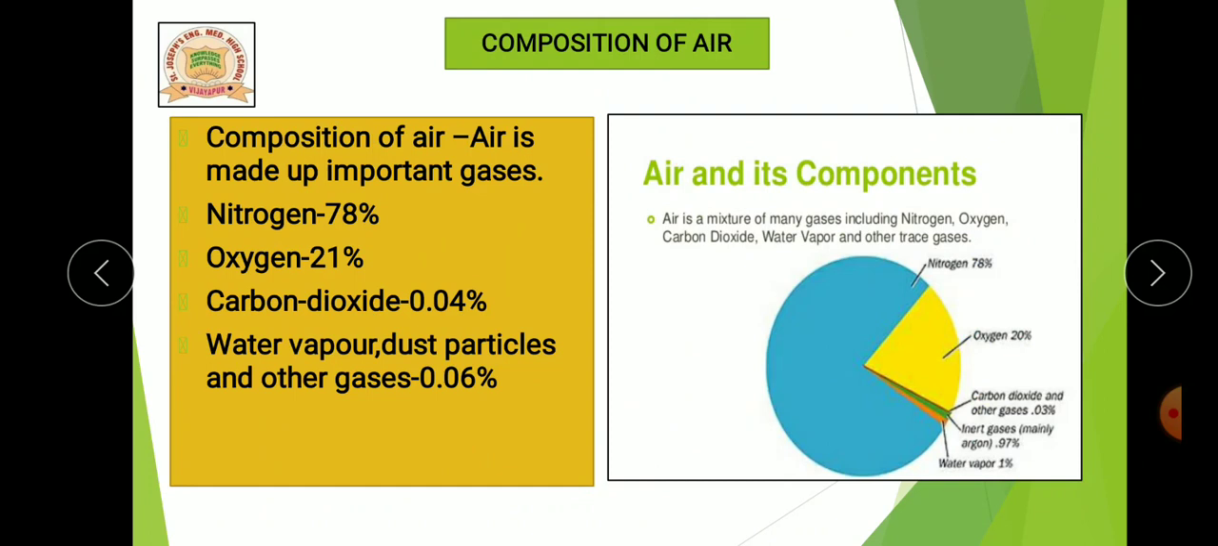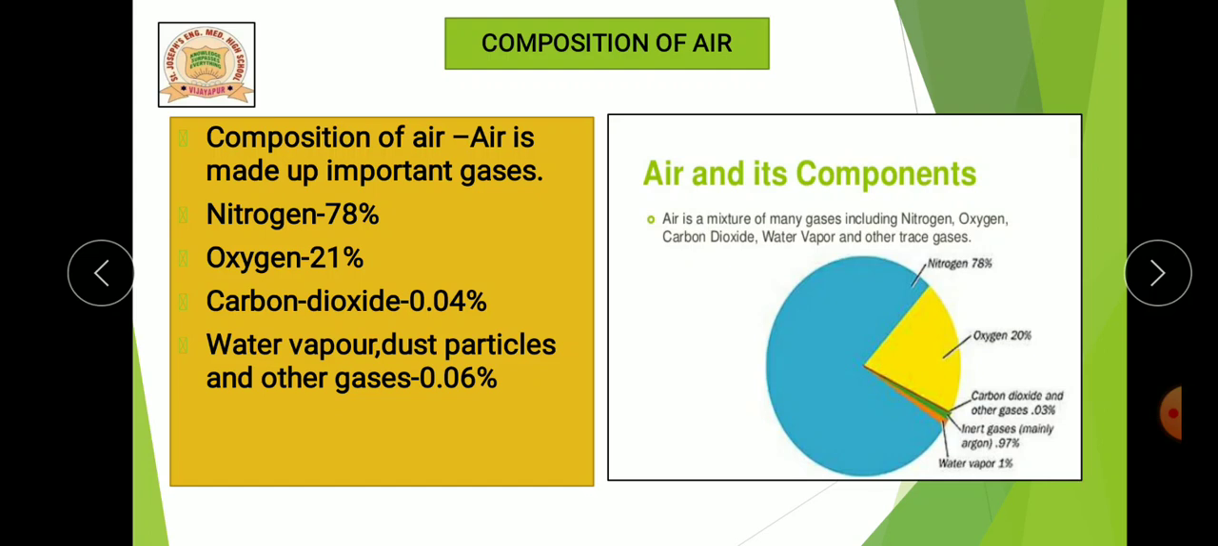The main gases present in the air are oxygen, nitrogen, carbon dioxide, water vapor, dust particles, and other gases like helium, krypton, neon, hydrogen, methane, ozone. They are present in extremely small quantities. Some gases like helium, krypton, and neon are called inert gases or noble gases.